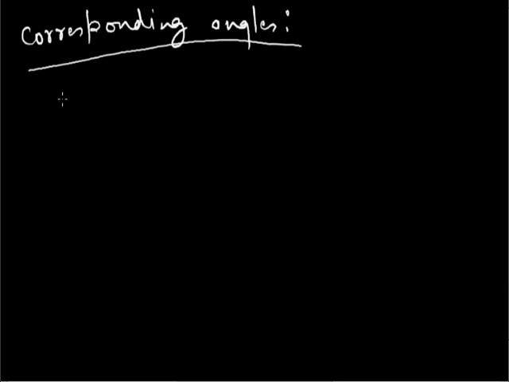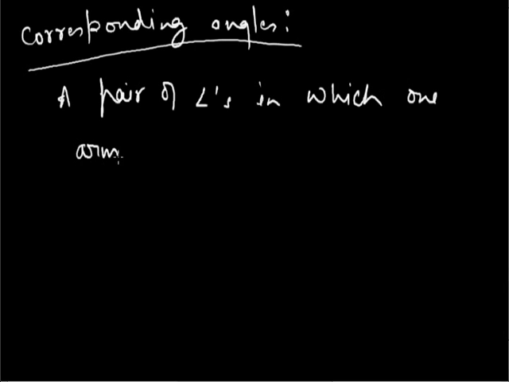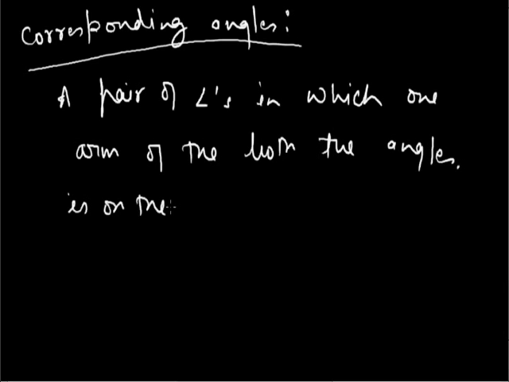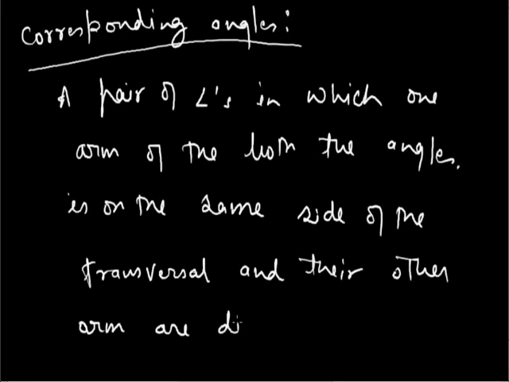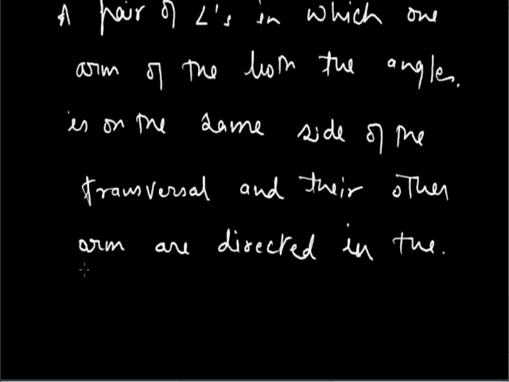Now we'll talk about corresponding angles. A pair of angles in which one arm of both the angles is on the same side of the transversal and their other arms are directed in the same direction is called a pair of corresponding angles.